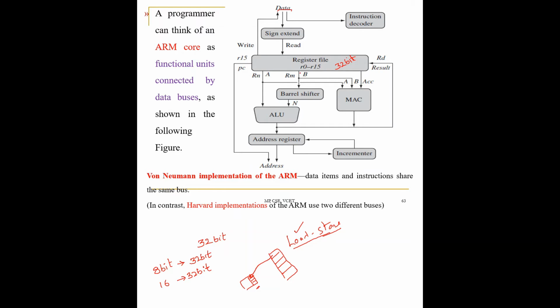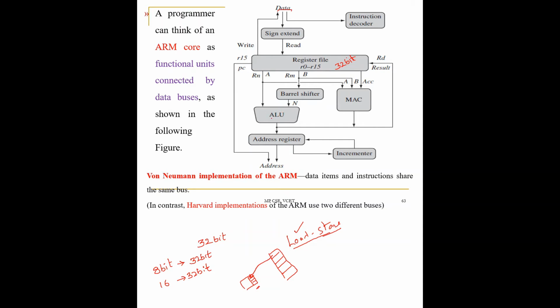One of the data will be getting shifted, if required, by this barrel shifter, and that process is called pre-processing of the data. So pre-processing of the data is done in the barrel shifter, and the data A and B from the source register will be entering into the ALU.